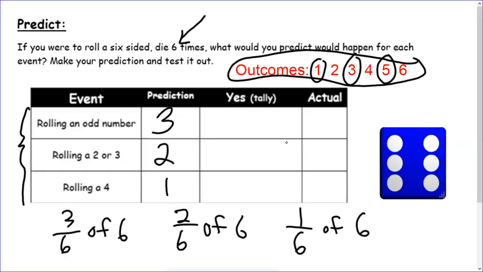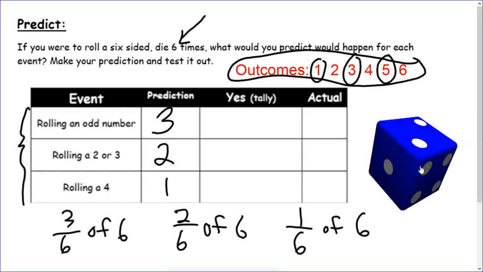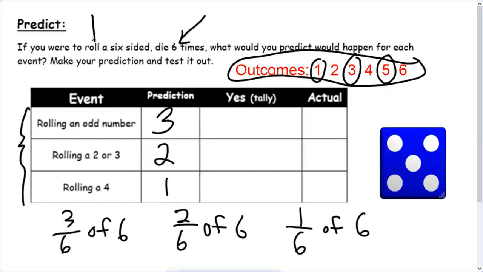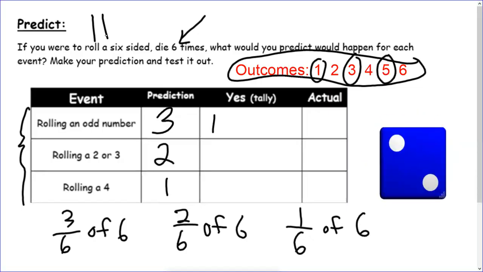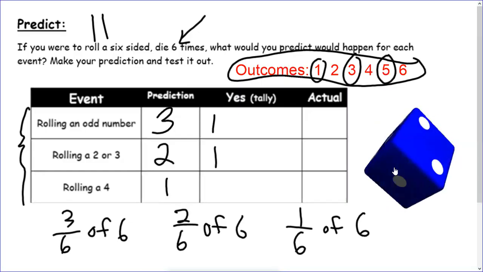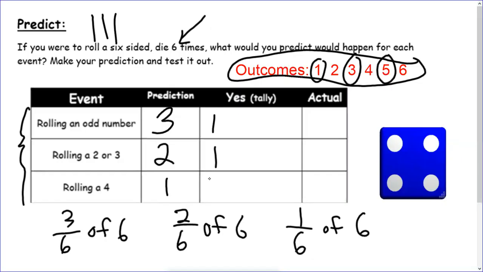Let's see how close we are to our predictions. I'm going to keep track up here how many times I roll it. So I rolled a 5. That's an odd number, so I'm going to make a tally mark here. I rolled a 2, so a 2 or a 3. I'm going to make a mark here. Rolled a 4. I'm going to make a mark here. A 2. I'm going to make a mark here.